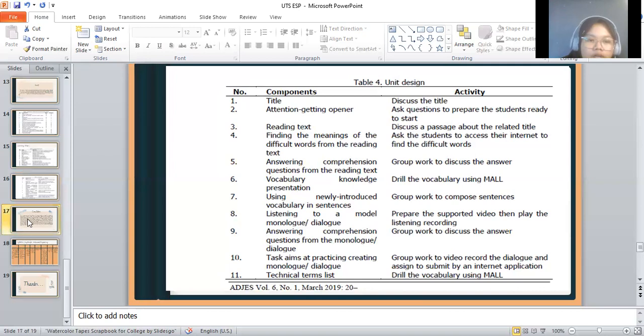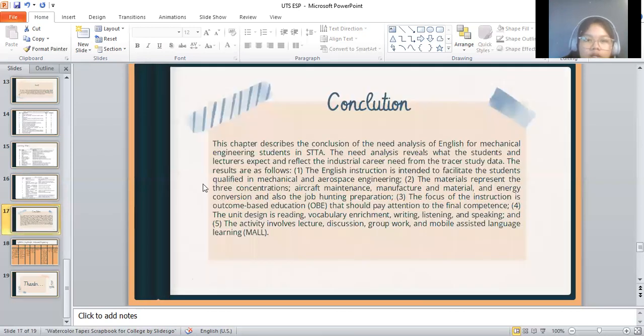And now we can conclude. This chapter describes the conclusion of the needs analysis of English for mechanical engineering students in STTA. The needs analysis reveals what the students and lecturers expect and reflects the industrial career needs from the study data. The results are as follows.